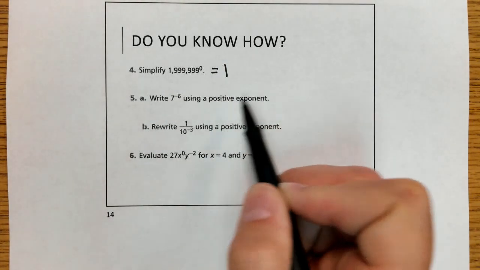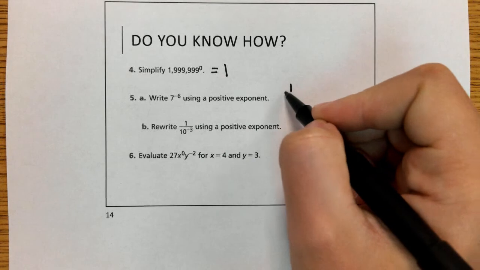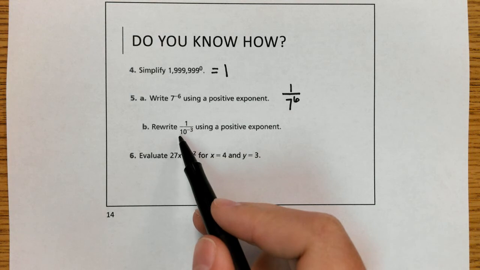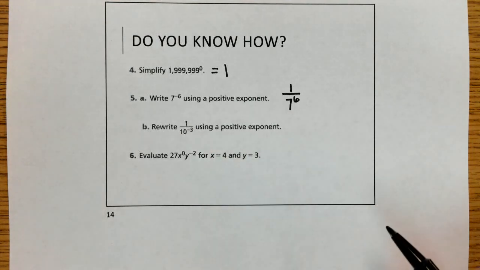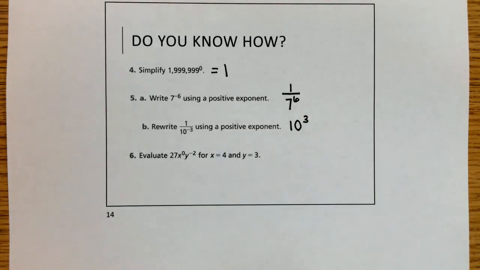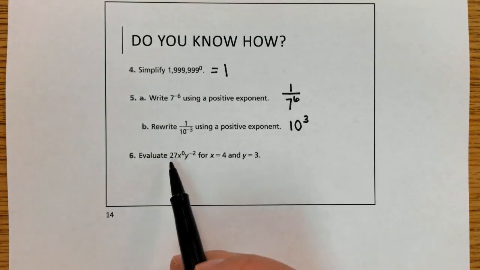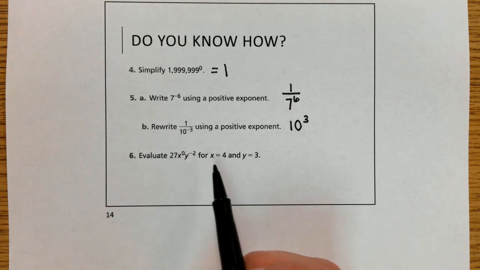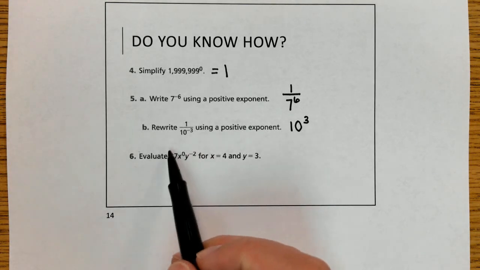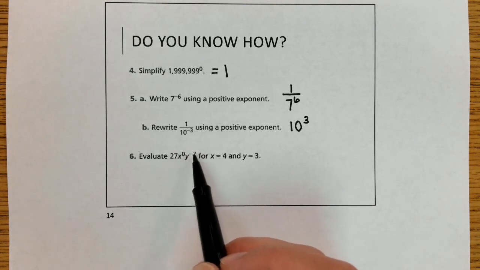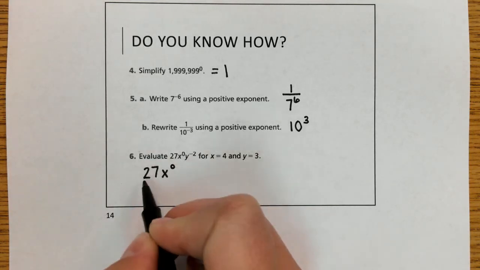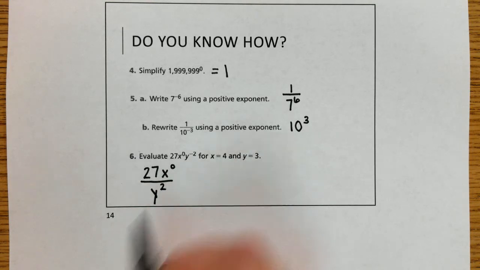7 to the negative sixth power using a positive exponent, so we would write 1 over 7 to the sixth power. 1 over 10 to the negative third power, writing that as a positive exponent, we would just move it to the top, so 10 to the third power. And then for number 6, it says evaluate 27 x to the 0, y to the negative second for x equals 4, y equals 3. So before we solve this one, I would rewrite y to the negative second in the bottom. So we have 27 x to the 0 over y to the second.